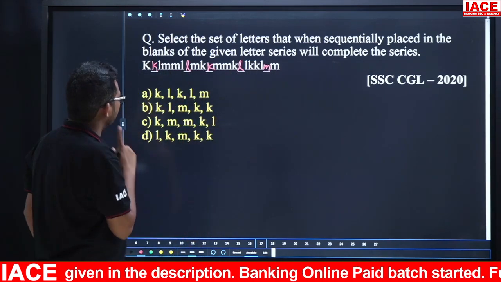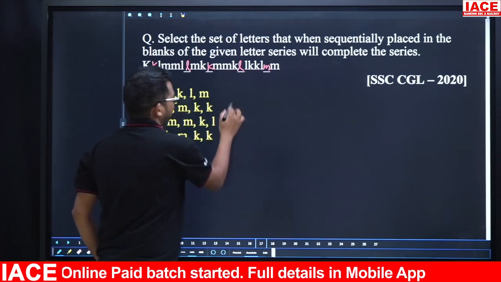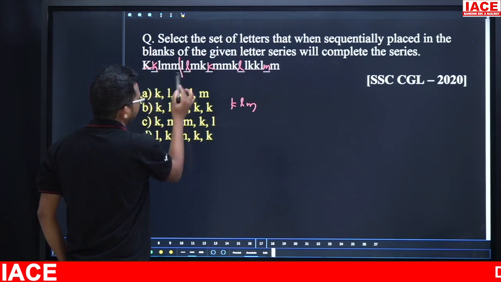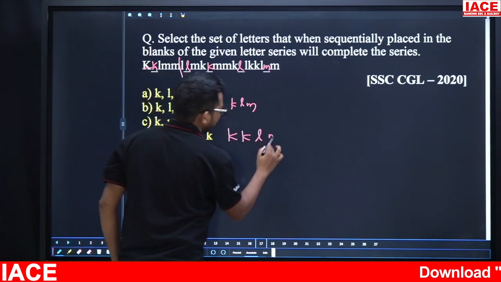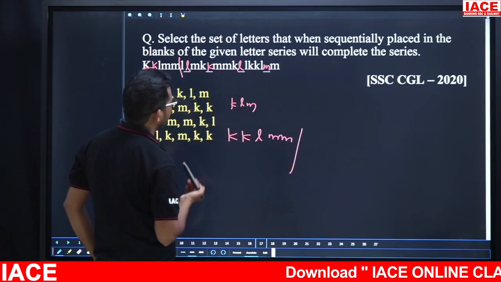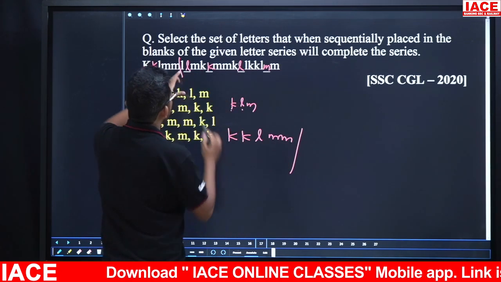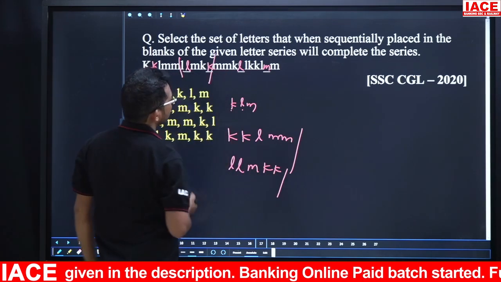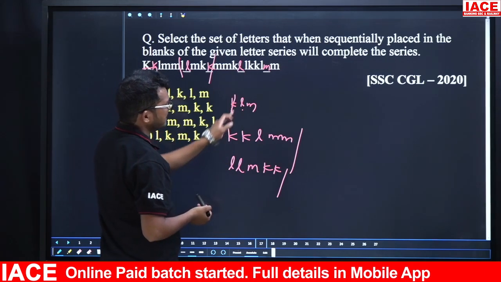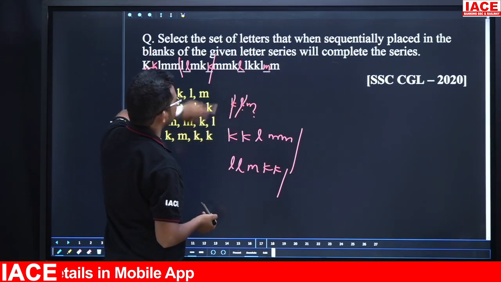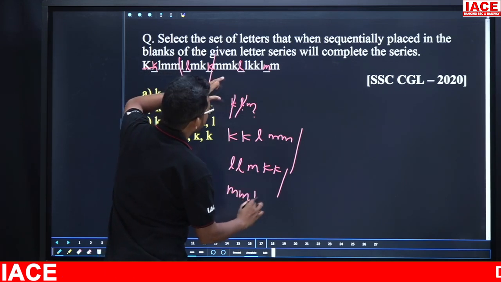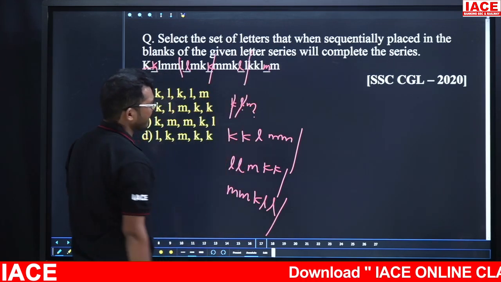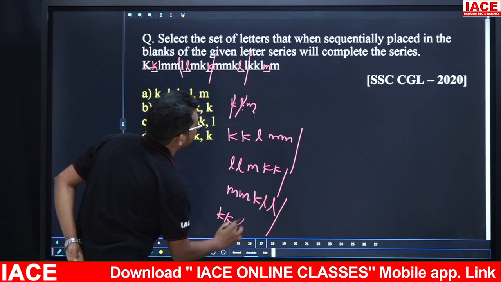Friends, if you observe, we have a KLM series. First K 2 times, double K, L, double M. So double K, L, double M. After that, after K, next L is 2 times. So double L, next one M, next one is double K. So first K 2 times, next L 2 times, next M 2 times. Then K, L, double L. After double L, next is again double K, next L, double M.